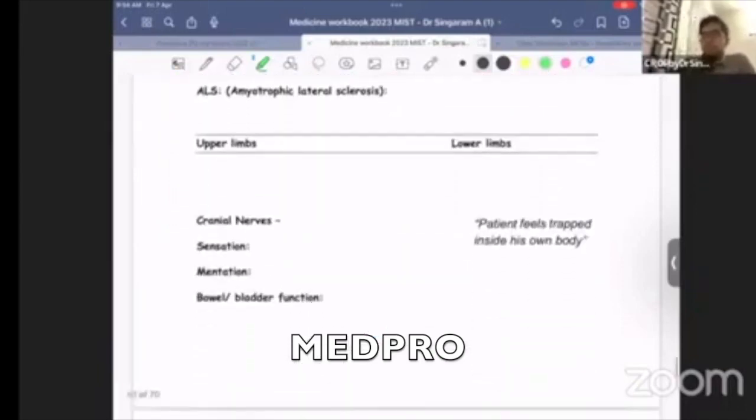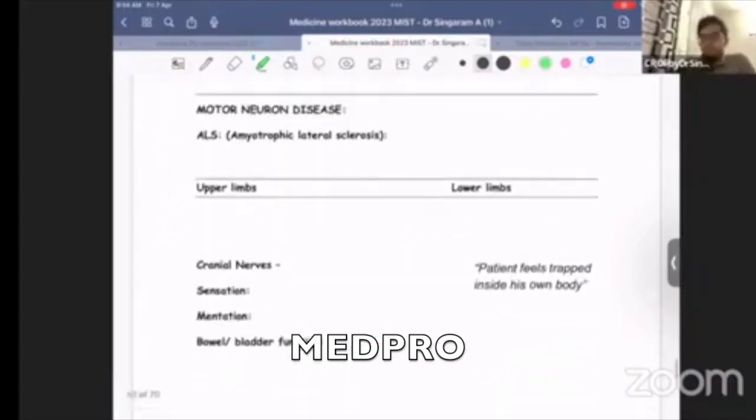Next, we are going to start with some conditions. The first one I'm going to start with is something called motor neuron disease. Now, motor neuron diseases have so many types. We were talking about upper and lower motor neurons, correct? These are conditions affecting those areas. The point I want you to remember is that there are so many conditions under motor neuron disorders, but the best example, and the usual one asked in your exams, is always ALS, amyotrophic lateral sclerosis.